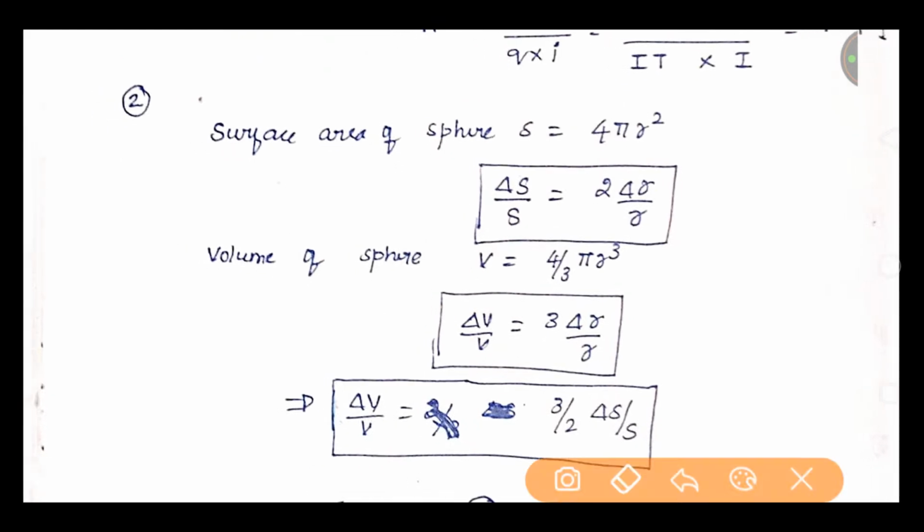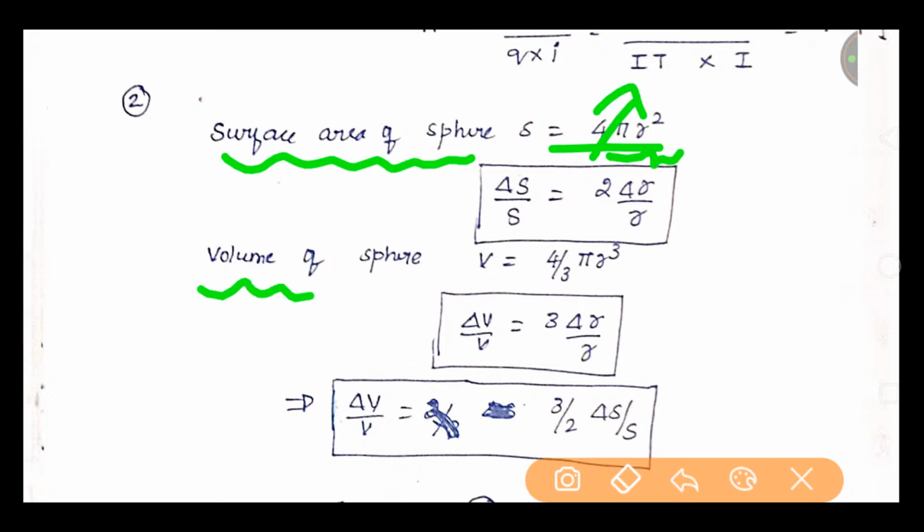Then this one, surface area of sphere. S is equal to 4 pi R square. So del S by S is equal to, 4 pi is a constant, so leave this, R square can be written as 2 into del R by R. We know that volume of sphere is 4 by 3 pi R cube. So del V by V is equal to, 4 by 3 pi is a constant, so 3 into del R by R.